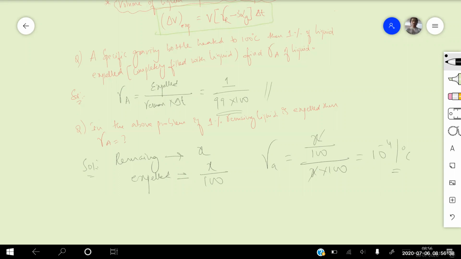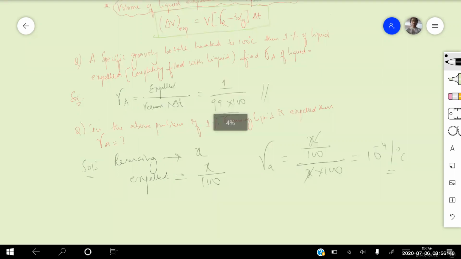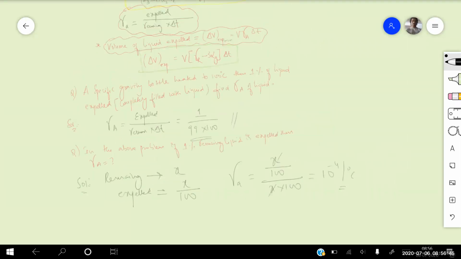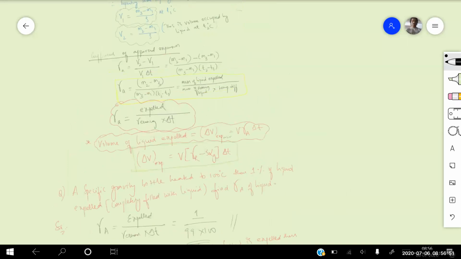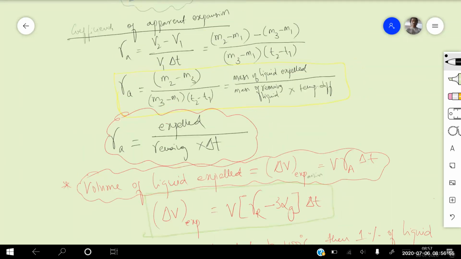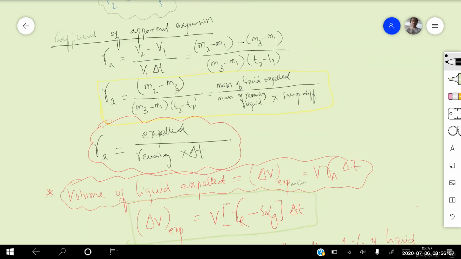Sir, for the formula of gamma A, it's expelled by what? Expelled by the remaining liquid into delta T. I derived it here, no? You see here, gamma A is equal to mass of liquid expelled by mass of remaining liquid into temperature difference. Are you able to see in the screenshot? Yes. Gamma A is equal to expelled divided by remaining into delta T.